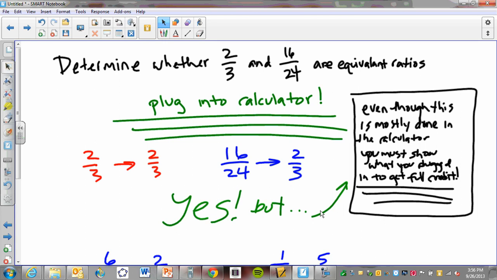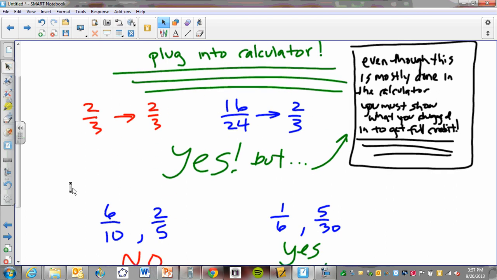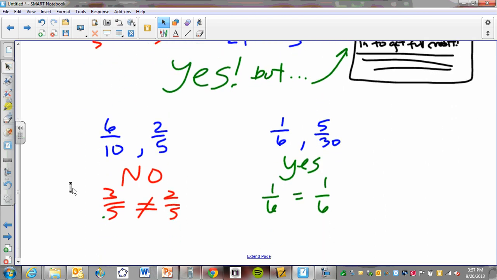But remember this. Even though this is mostly done in the calculator, you must show what you are plugging into the calculator to get full credit. So on the homework, if we just see a whole bunch of yes and no's, then you're not going to get full credit. Make sure you write down what you plugged into the calculator. So in this case, 6 over 10 in the calculator spits out 3 over 5, and 2 over 5 in the calculator spits out 2 over 5. No, these are not equivalent. 1 over 6 in the calculator spits out 1/6. 5 over 30 spits out 1/6. Those are the same. Yes, these are proportions.